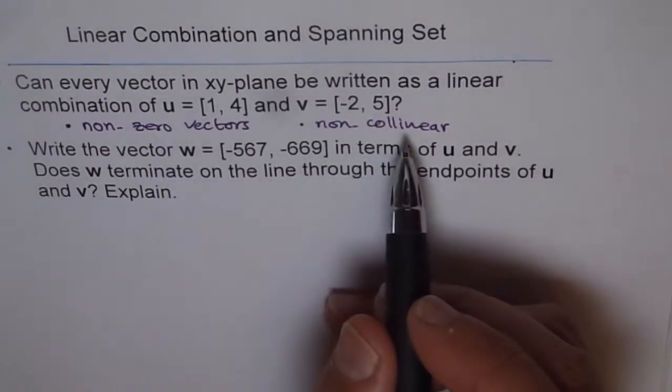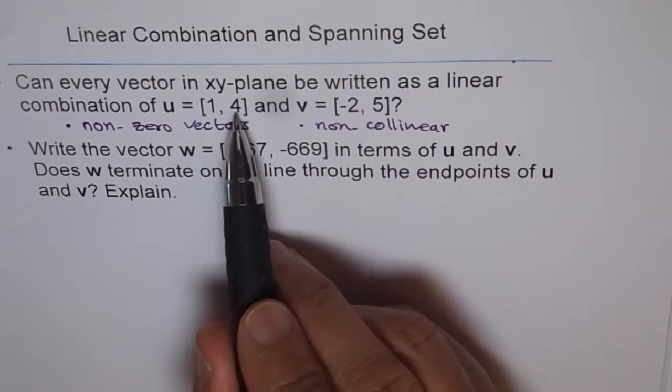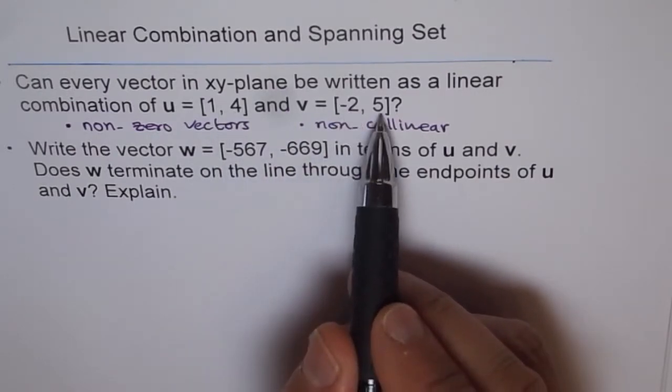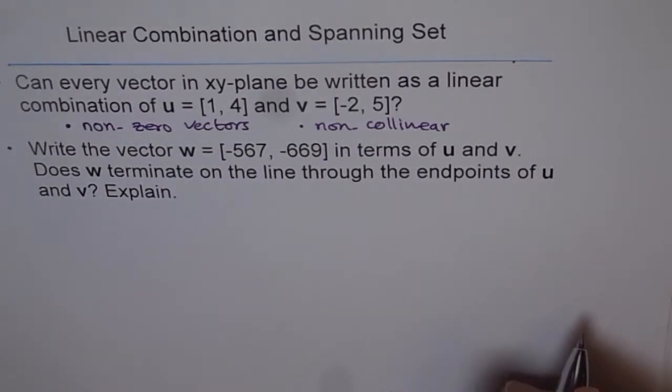Now, why are they non-collinear? Let us see, if I multiply u by -2, I get the vector (-2, -8), not (-2, 5), right? So the scalar multiple doesn't work here. So they are not collinear.